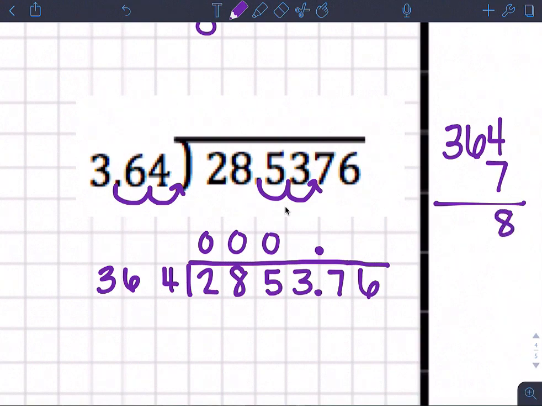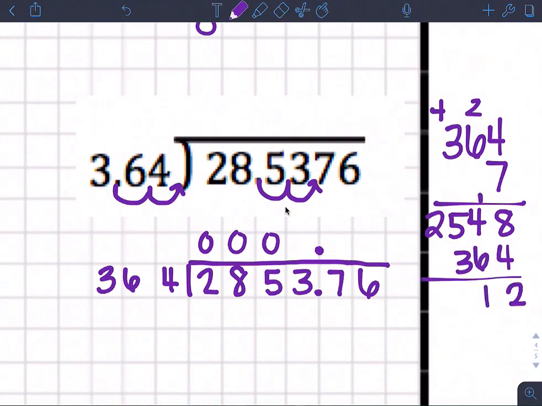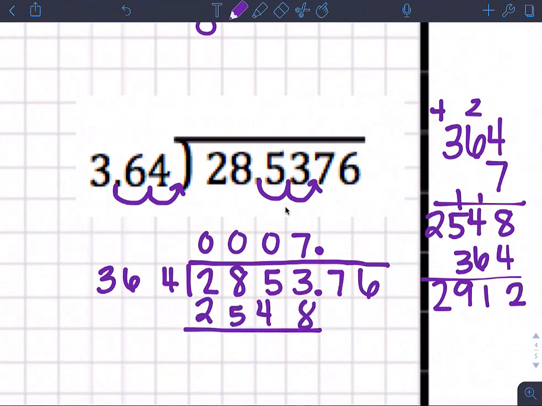7 times 4 is 28. 7 times 6. Oops, sorry. Put the 2 up. 7 times 6 is 42 plus 2 is 44. The 4 up. 7 times 3 is 21 plus 4 is 25. All right. So, I have 2,548. If I add another 364, let's see where that gets me to. 11, 9, and 2. Okay, so that's too big, so it is only the 7 times. So, 364 times 7 is 2,548. Now, I'm going to subtract. I can't subtract that one, so I'm going to borrow. 13 minus 8 is 5, 4 minus 4 is 0, 8 minus 5 is 3, 2 minus 2 is 0.